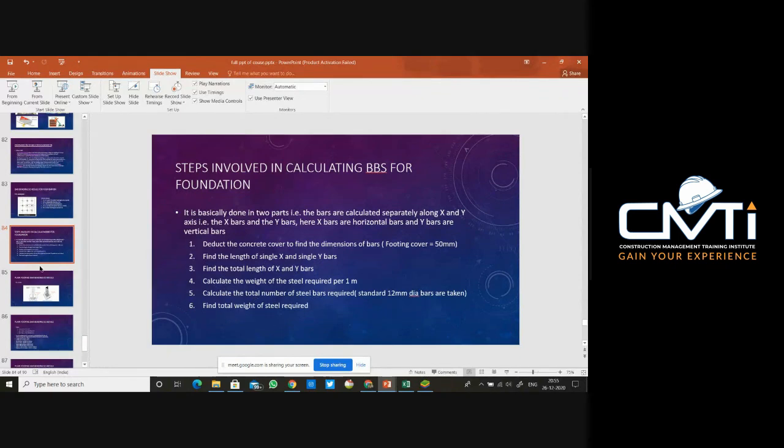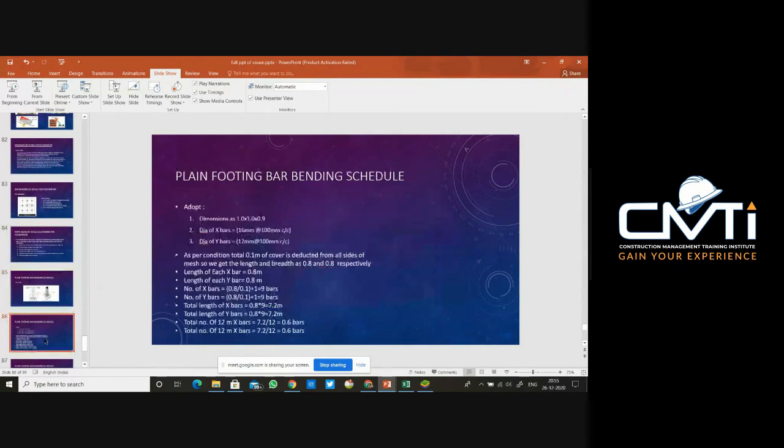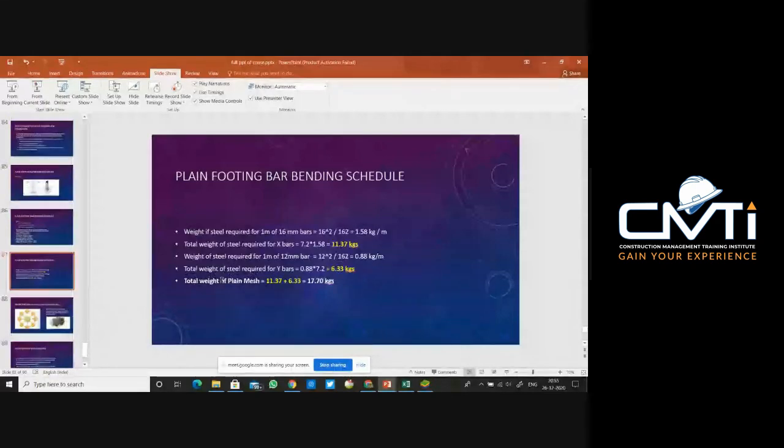So here I've taken the example. It is an isolated, plain footing. It is a simple normal footing. Then there are some of the dimensions here, and at last I found that the total weight of the plain mesh which I would require is 17.7 kg. So I have taken this example, a basic example, to explain this.